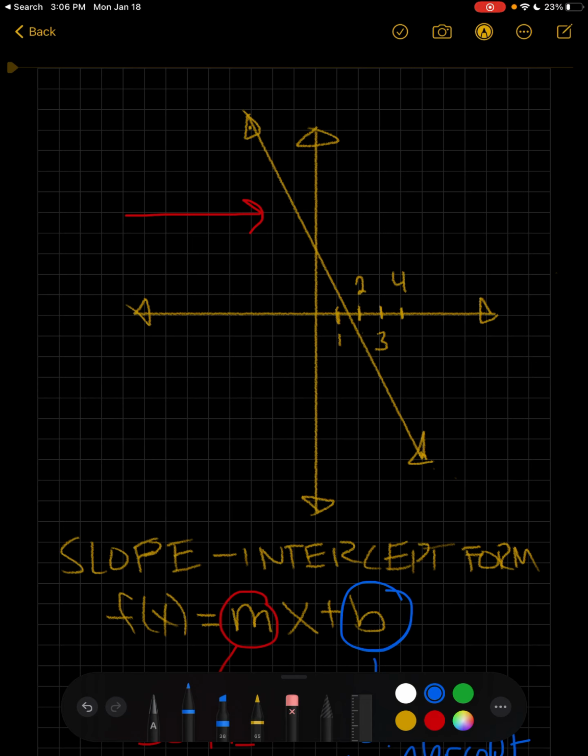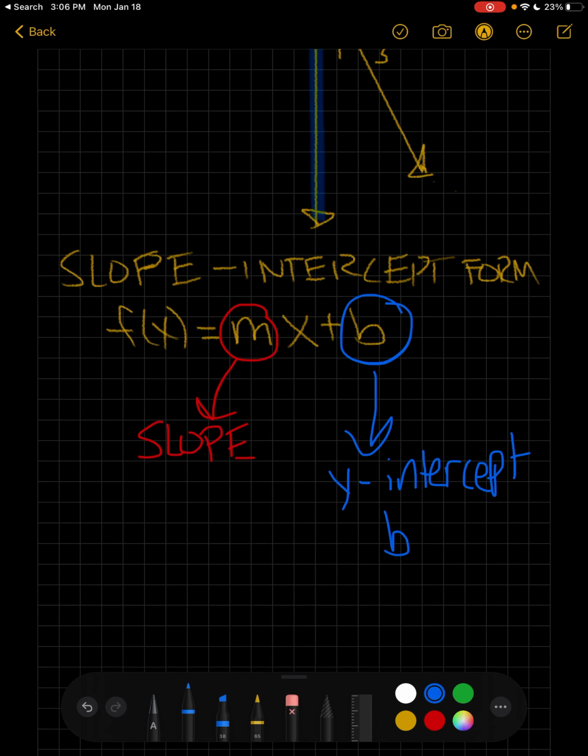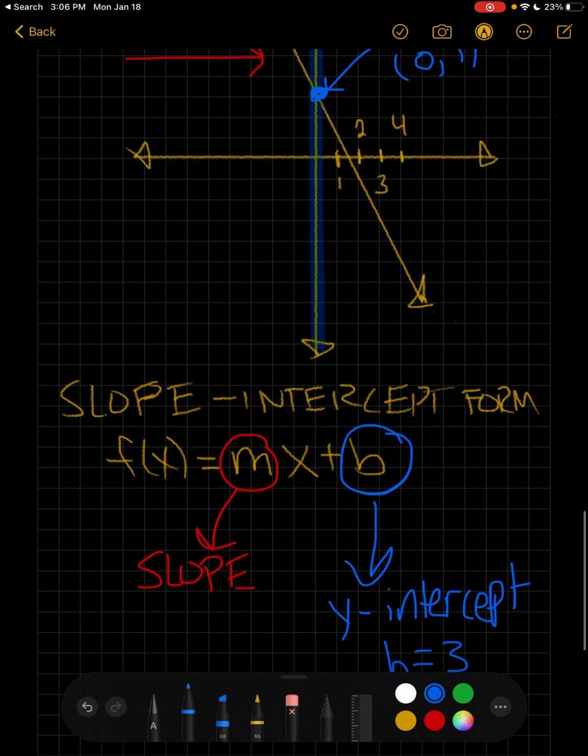So the first thing I always do is find my y-intercept. So this is our y-axis, this line up and down here, and the y-intercept is the point where the line touches the y-axis. So this is the y-intercept, and this is the point (0, 3). So now I know b is equal to 3.